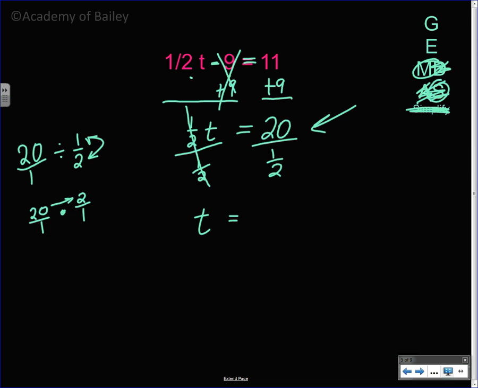What's 20 times 2? 40. And 1 times 1, which is 1. And anytime you have a number over top of 1, it's just that number. 40 over 1 is equal to 40. And so therefore, we have 40. T is equal to 40.